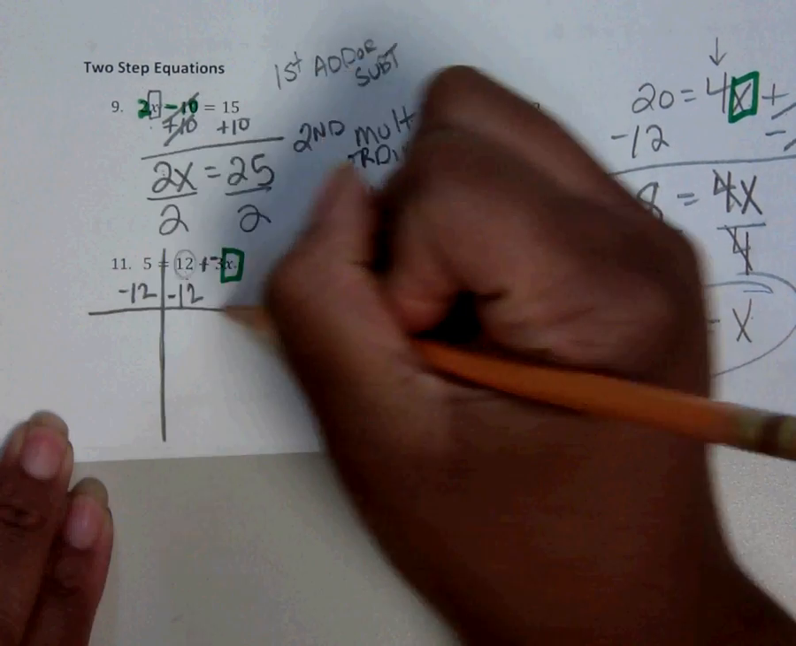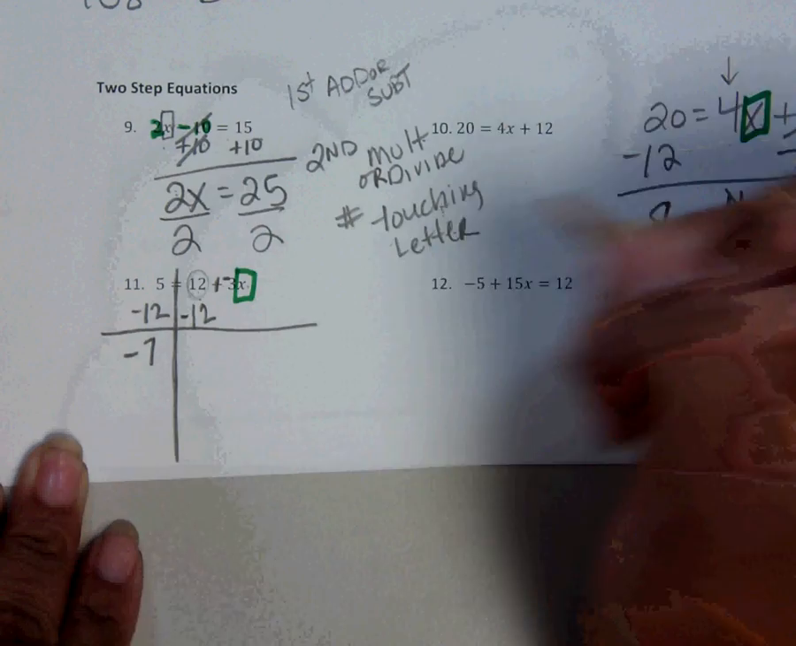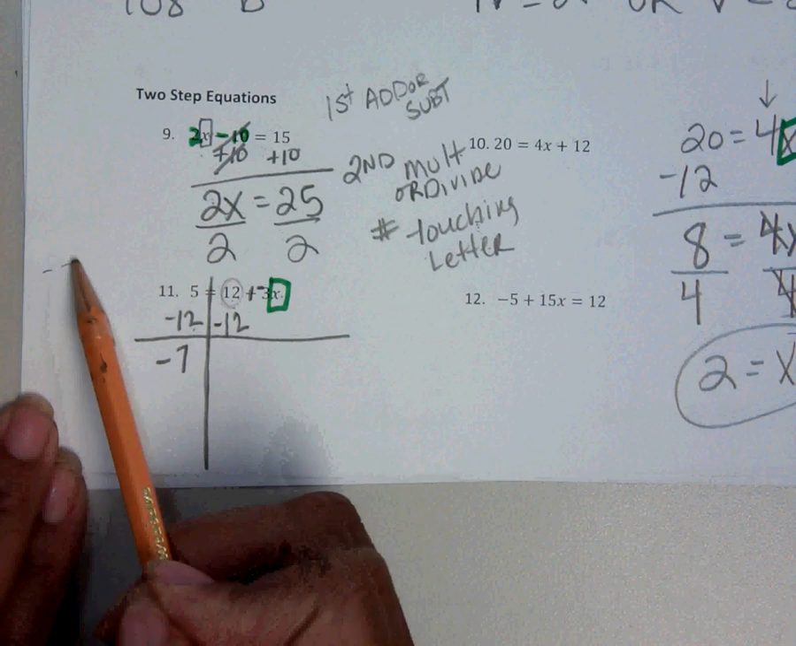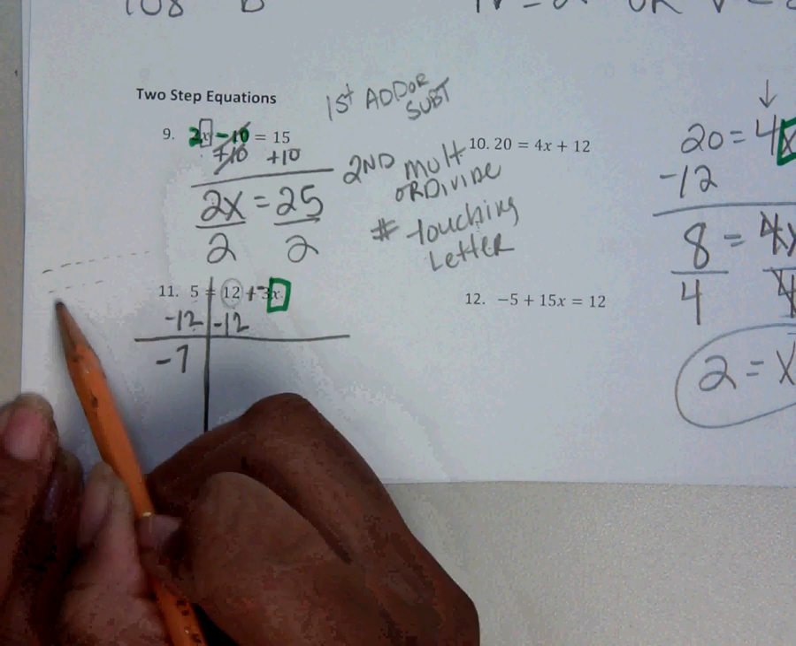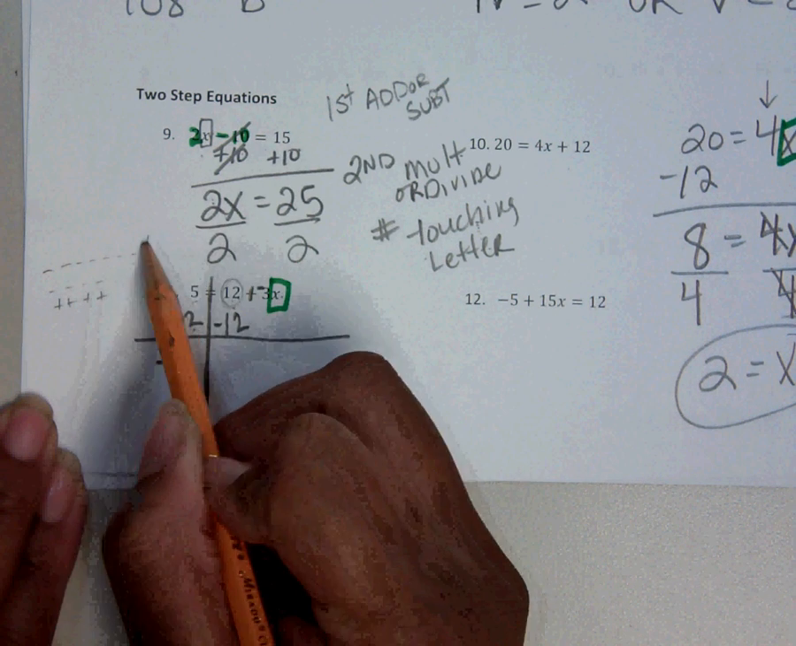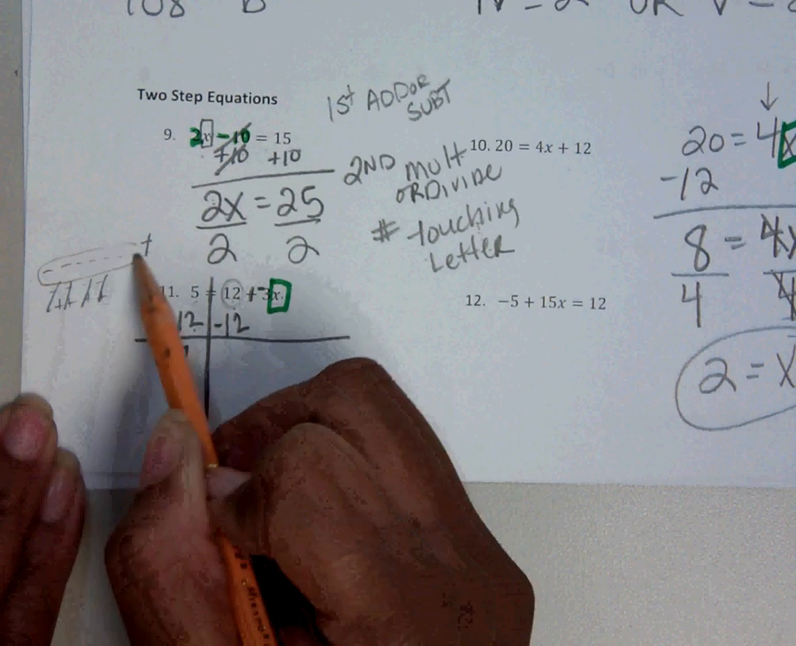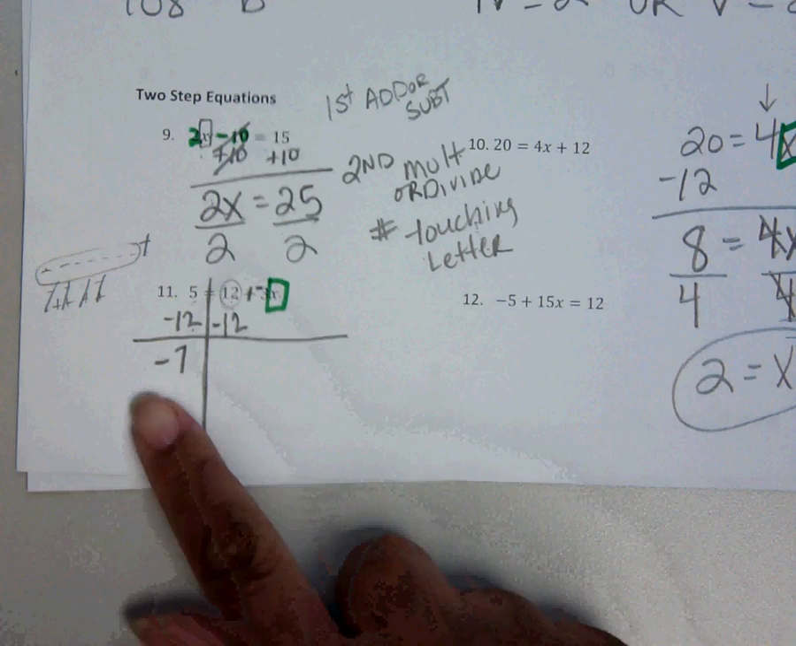Got it. And 5 minus 12 is negative 7. How do you know? Because if you draw 12 negatives, 1, 2, 3, 4, 5, 6, 7, 8, 9, 10, 11, 12, and then 5 positives, 1, 2, 3, 4, 5, cancel, cancel, cancel, cancel, cancel. What do you have left? 1, 2, 3, 4, 5, 6, 7. You have 7 negatives. That's why I got that.